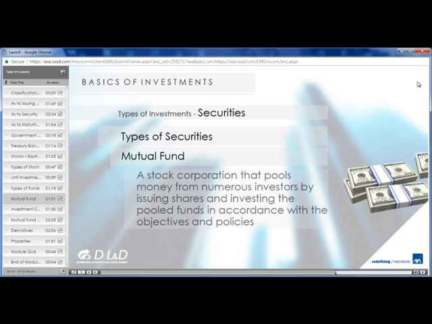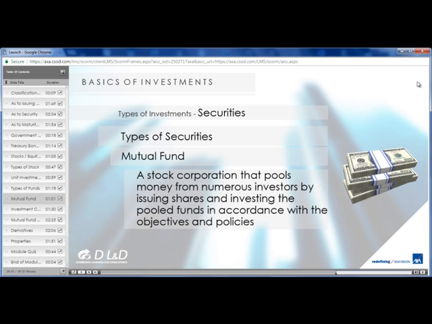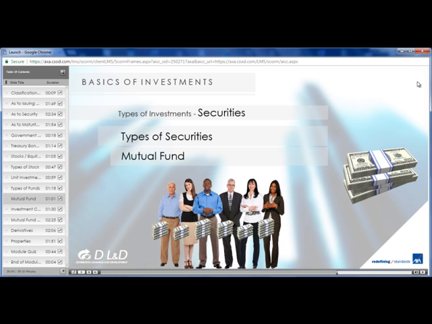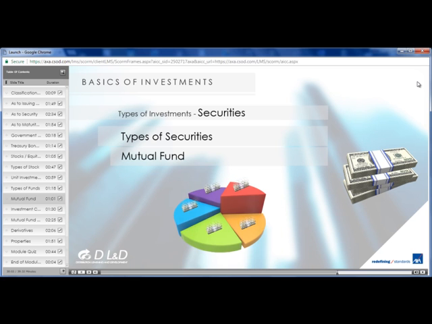Mutual fund, a stock corporation that pools money from numerous investors by issuing shares and investing the pooled funds in accordance with the objectives and policies. Pools the capital of several individual investors. The capital is invested in a set portfolio. Let's look at this example.